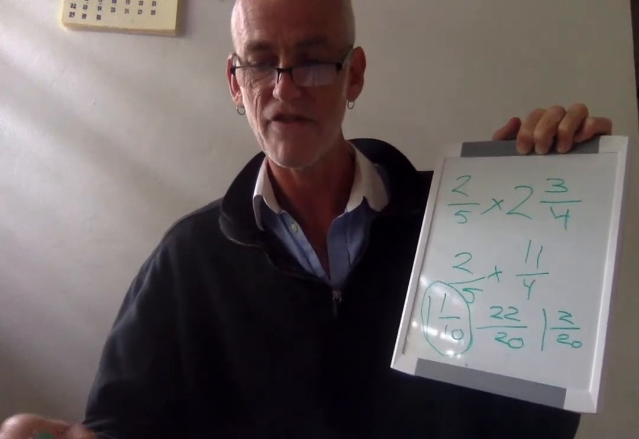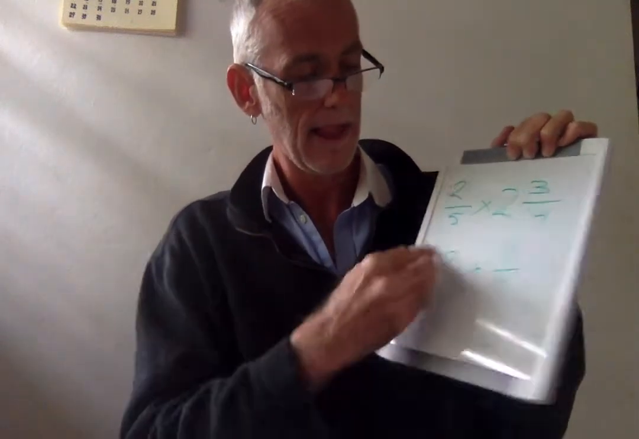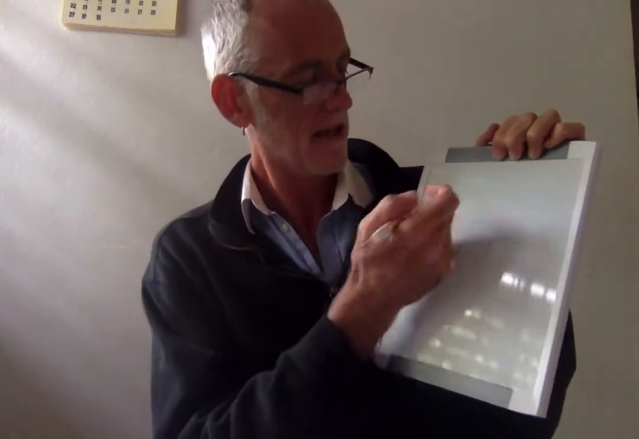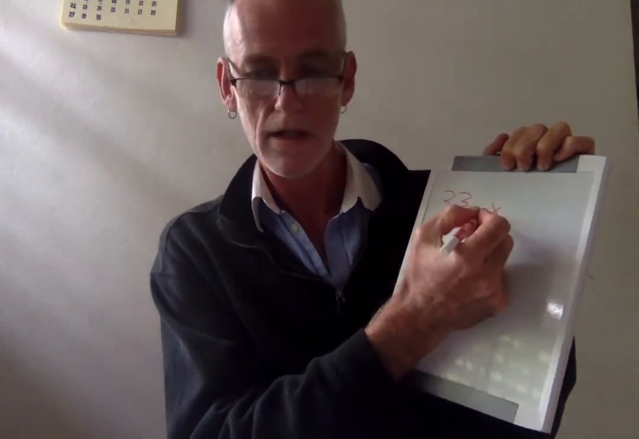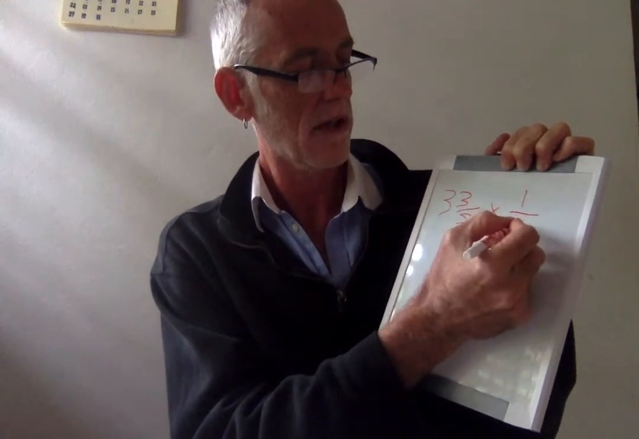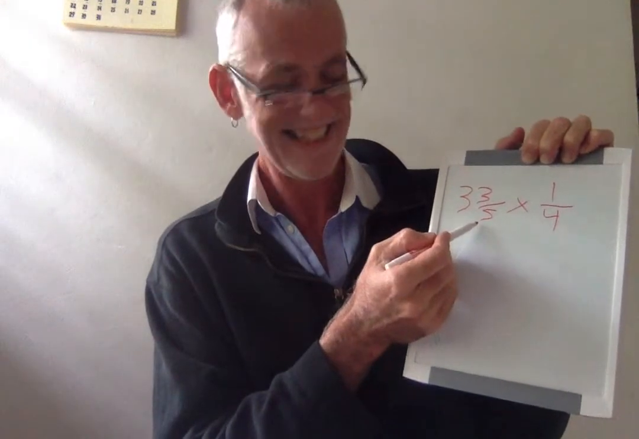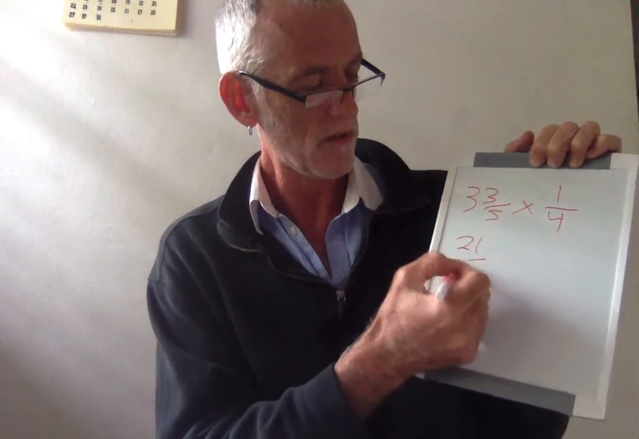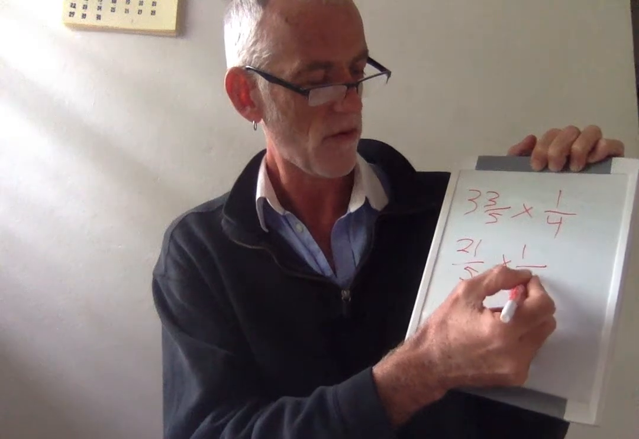Let's try number 4. New color. 3 3/5 times 1/4. Change this one, right? 3 times 5 is 15. 15 plus 3 is 18. So we have 21/5 times 1/4.